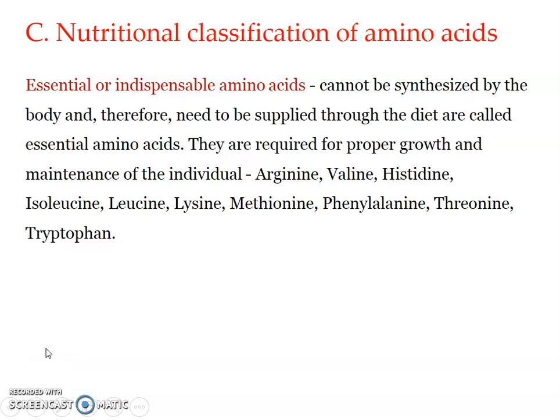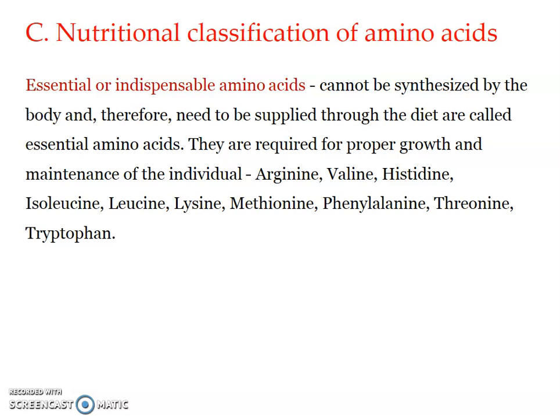Okay, so welcome back to the classification of amino acids, and here the classification is based upon the nutritional requirement. The first grouping is essential amino acids, or indispensable amino acids. These amino acids cannot be synthesized by the body, and hence they have to be supplied through the diet, and they are required for the proper growth and maintenance of the individual. That is why they are known as essential amino acids.